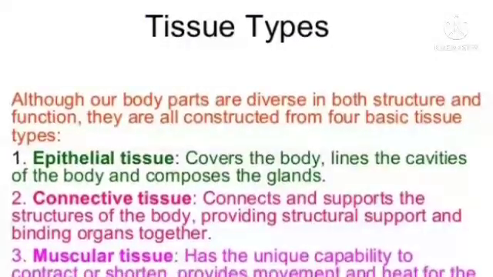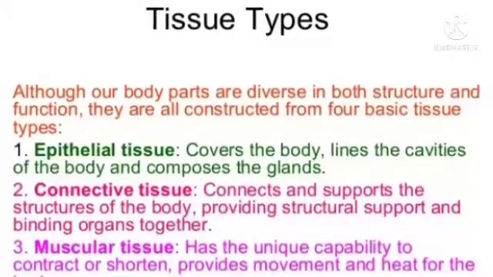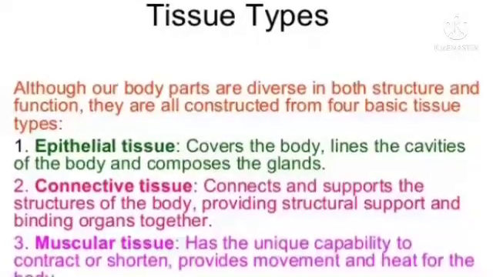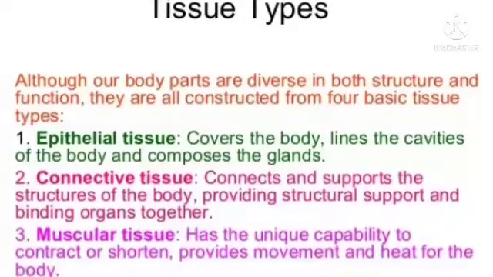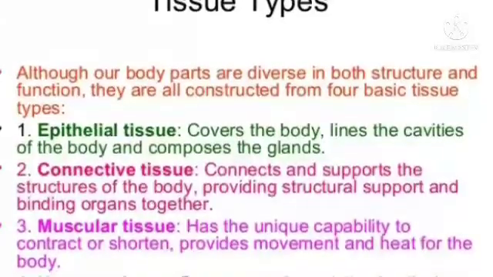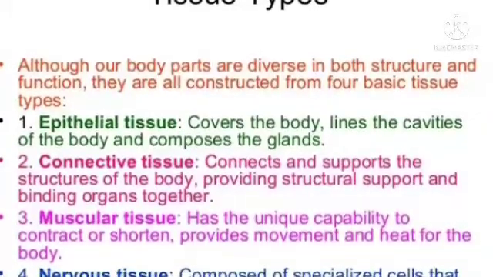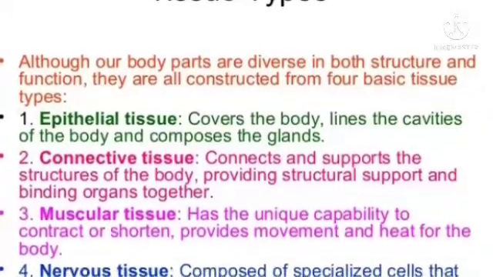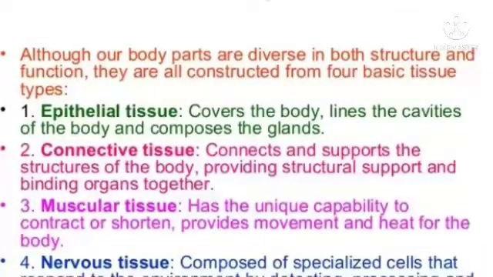Although our body parts are diverse in both structure and function, they are all constructed from four basic tissue types. First one, epithelial tissue: covers the body, lines cavities of the body and composes the glands. Second one, connective tissue: connects and supports the structures of the body, providing structural support and binding organs together.